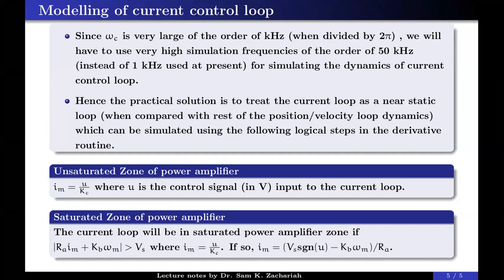Earlier you were running 0.001 as the simulation step with the Runge-Kutta method. Yes, sir. Fixed step, and the step size is that one. So now if you are including a current loop, you have to enter this as 50 kilohertz, that is 0.00002. You have to use that.